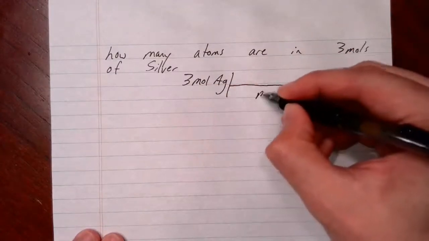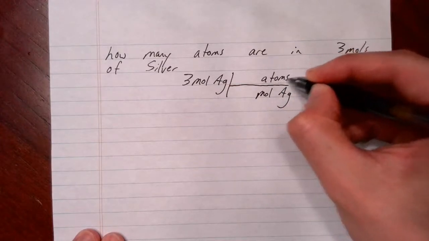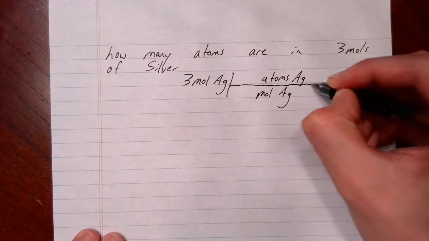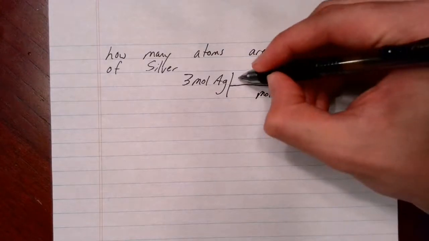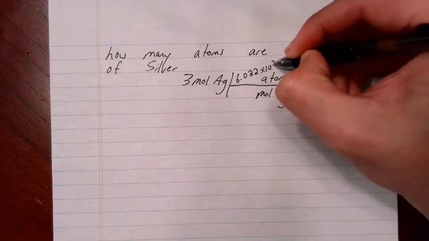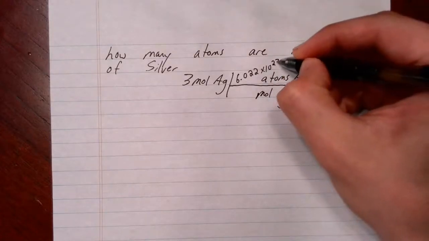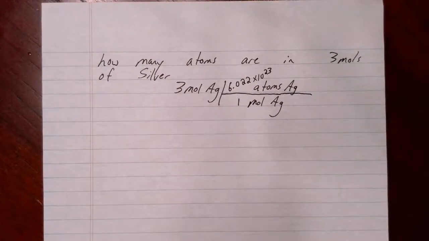I drop moles of Ag down here. I'm trying to cancel it. I need to have atoms of Ag on top. And now you have to ask yourself how many atoms of silver are in 1 mole of silver. So hopefully you remember there are 6.022 times 10 to the 23rd atoms of silver in 1 mole of silver. So did this problem even matter that it was silver? No, it really didn't. Because once you're in moles, the identity has no effect here. You only worry about the identity of the molecule if you're dealing with the molar mass in grams.